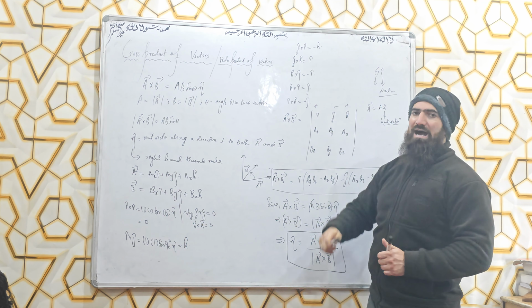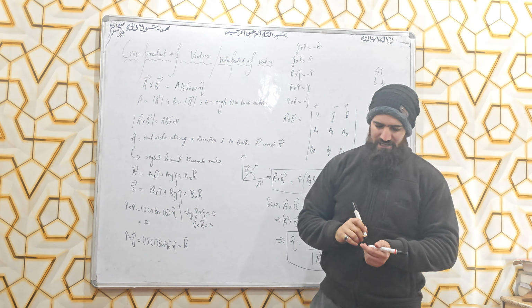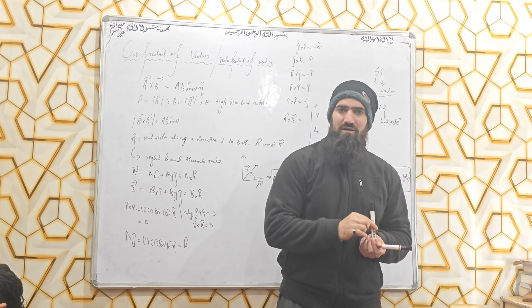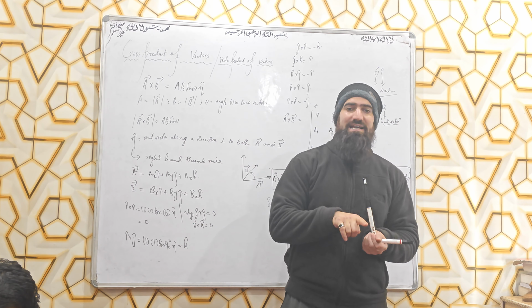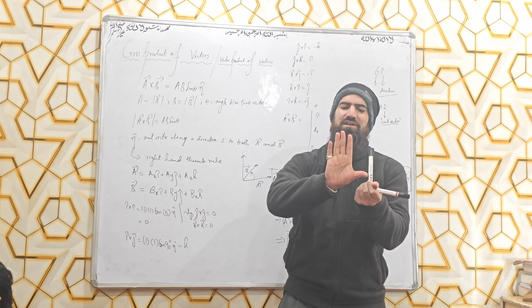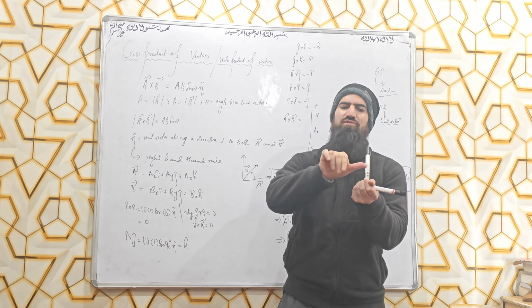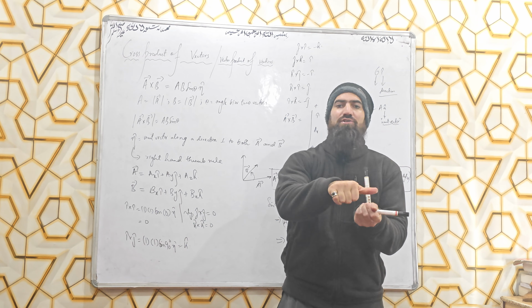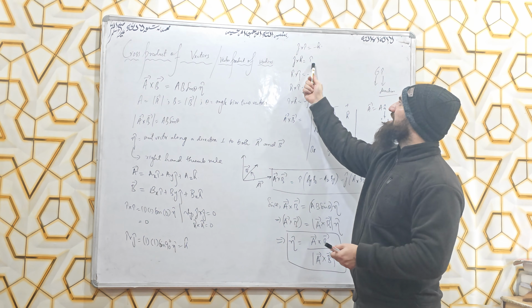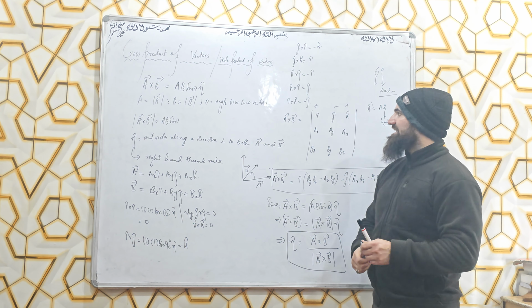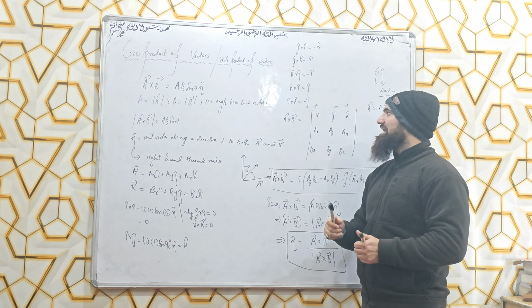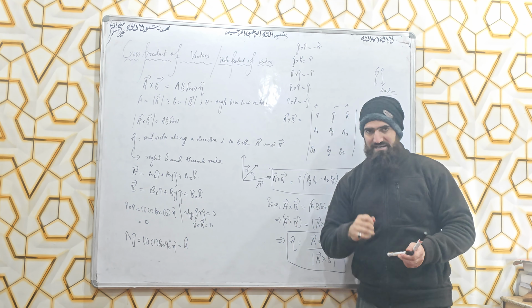J cross K will be I. How? Now see, this is J along the y-axis, this is K along the z-axis. If you move your hand from J to K, it is going towards I. So J cross K is I. So K cross J will be minus I because they are negative vectors. K cross I is J and I cross K is minus J.